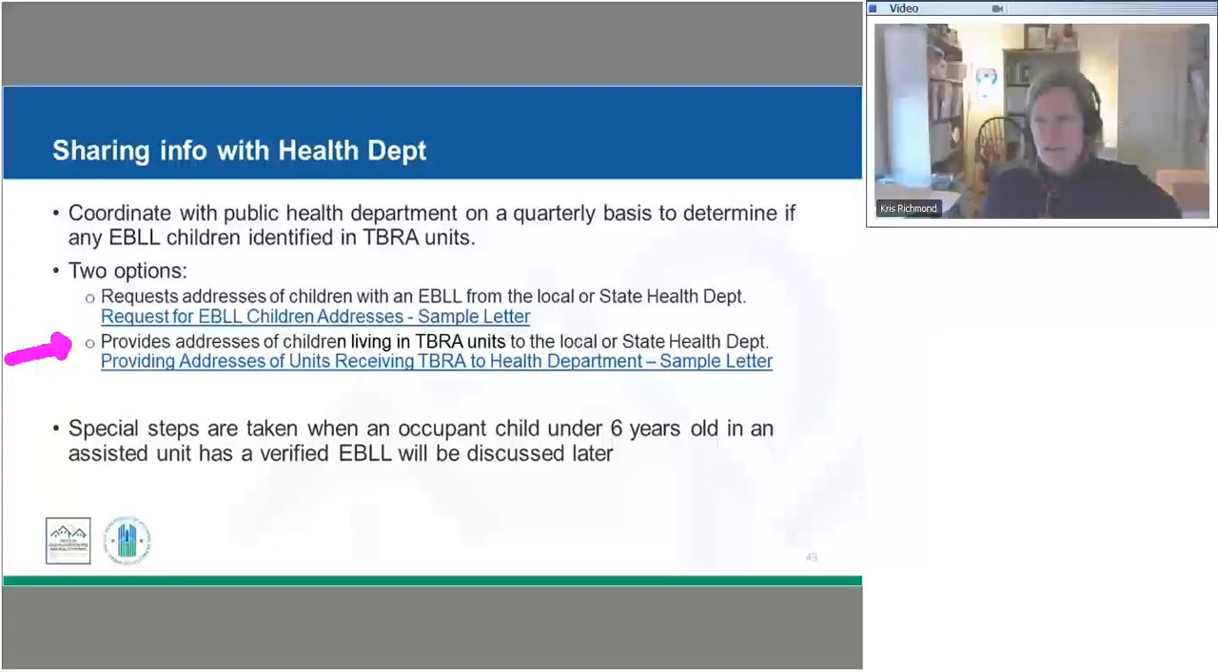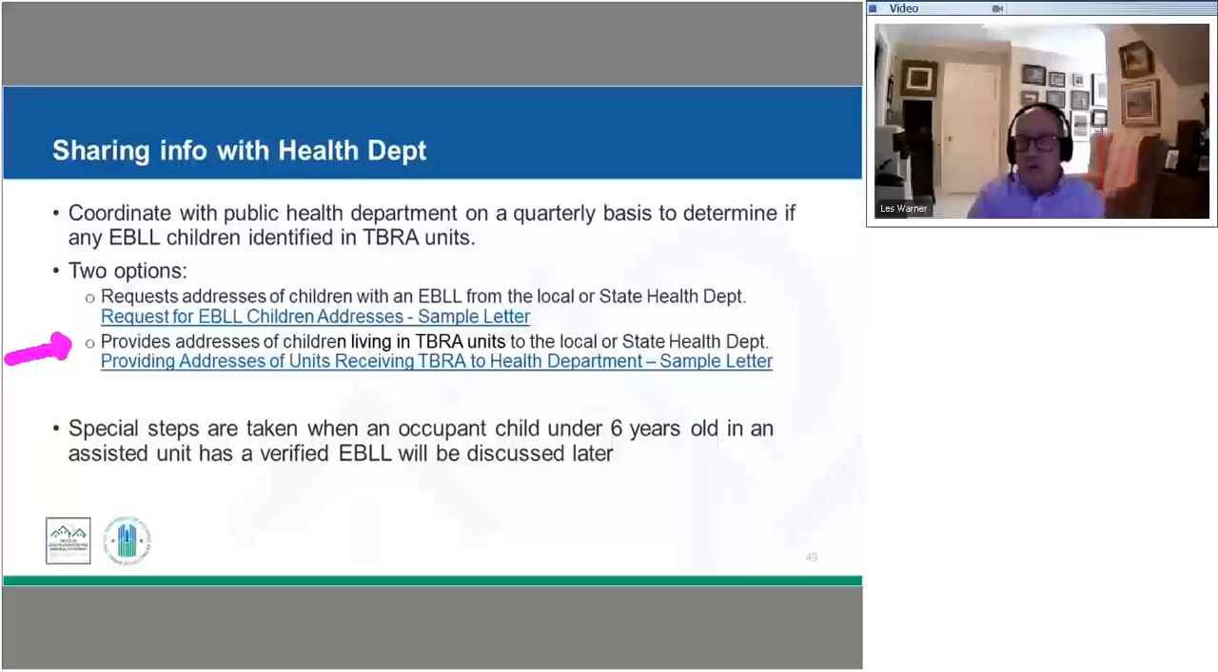Les, anything you want to add to that? No, just when we did some earlier trainings, we were talking with people around the country in person. I think there was only one example where they actually had a really good cooperative relationship and were able to have access to a database, essentially looking at these addresses. But they were, I think, the only example of folks that were able to do that.